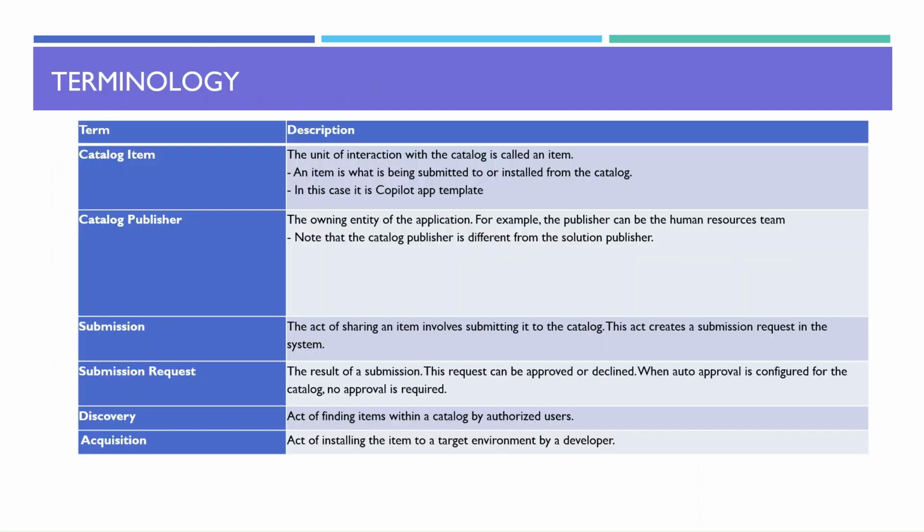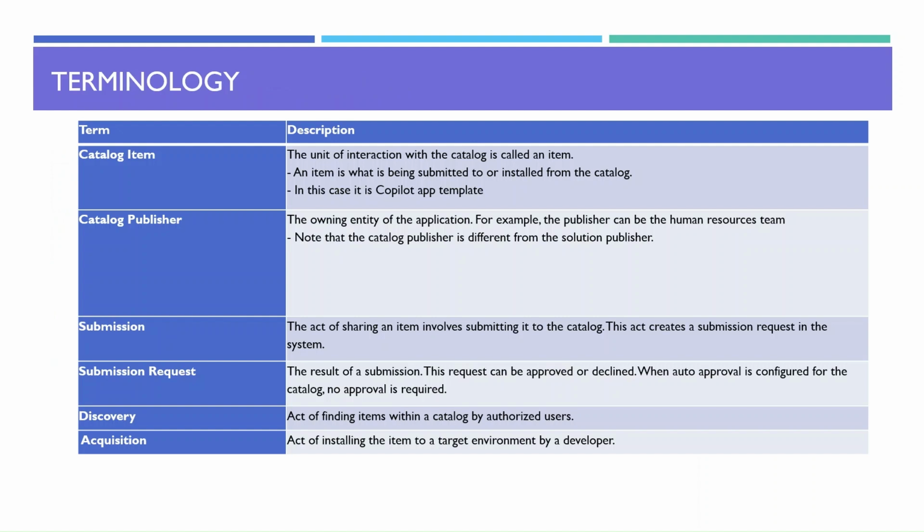A couple more concepts I just want to touch upon. Here in the catalog, we have something called a catalog item. The catalog item is basically an item that is being submitted to the catalog. In this case, this is the Copilot app template, and the catalog has a publisher. This is basically the owning entity of the application. For example, in this case, it's the HR team that is the catalog publisher. And the submission is the act of actually submitting your item, here the Copilot app template, to the catalog.